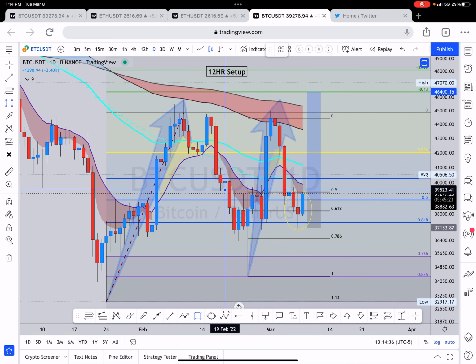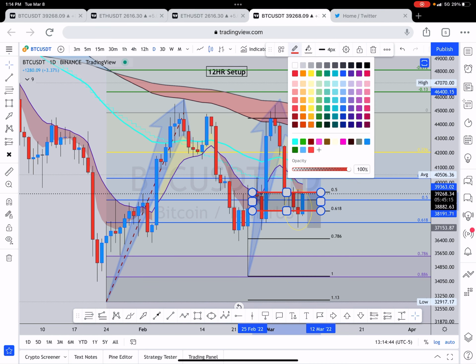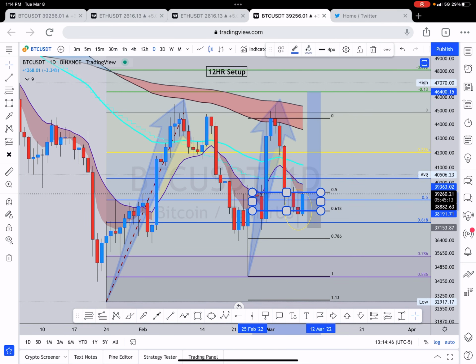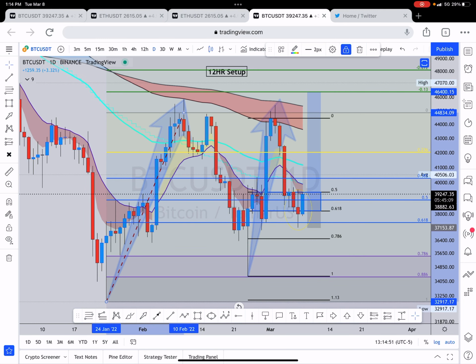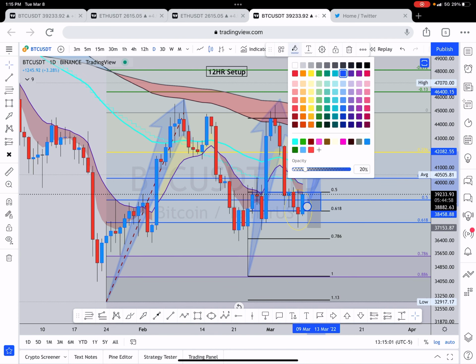So for visual purposes, I'm going to draw a blue box here between the 50% and the 68%, and this is going to represent our buy zone that we're trying to see price hold. We want to see price hold in this zone and continue to rally up higher, continue up into our breakout zone of the 236 right there. So I'm going to implement that black arrow.